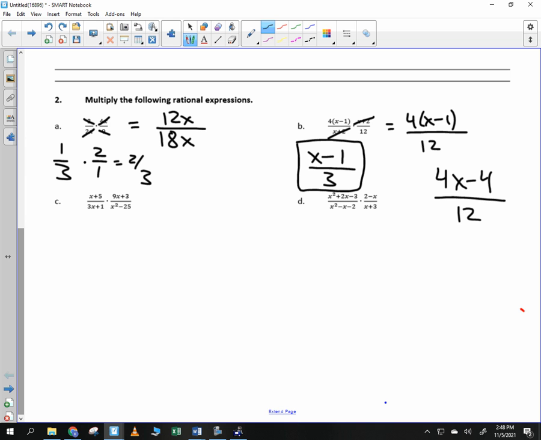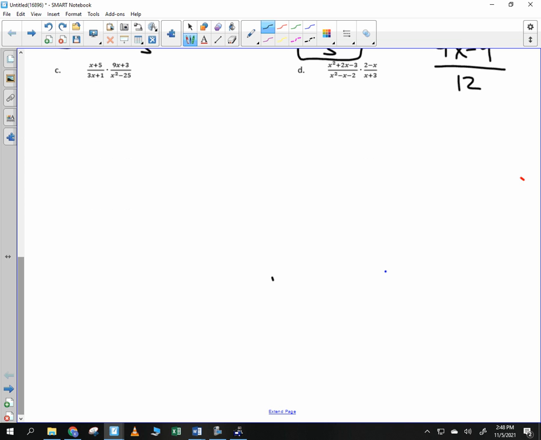So this is it. 2 more problems. Letter C. Is this written in factored form? Let's factor it. What can you factor out of the top here? 3. And what do I get? 3x plus 1.